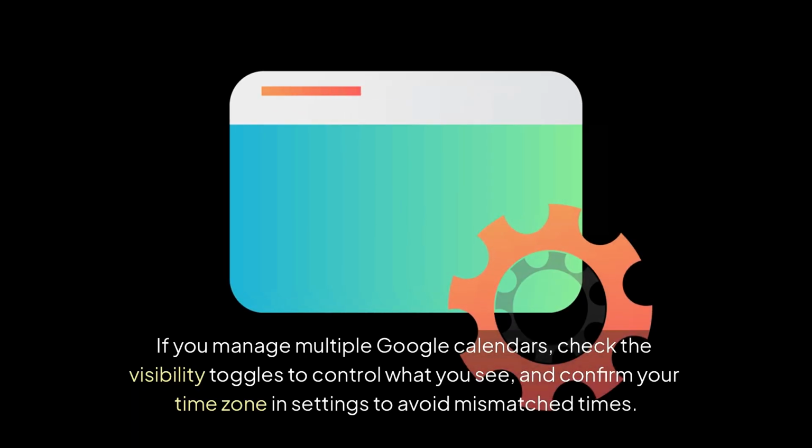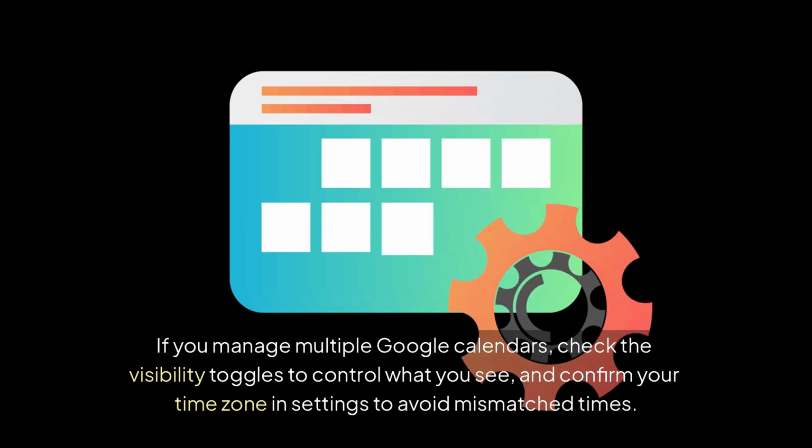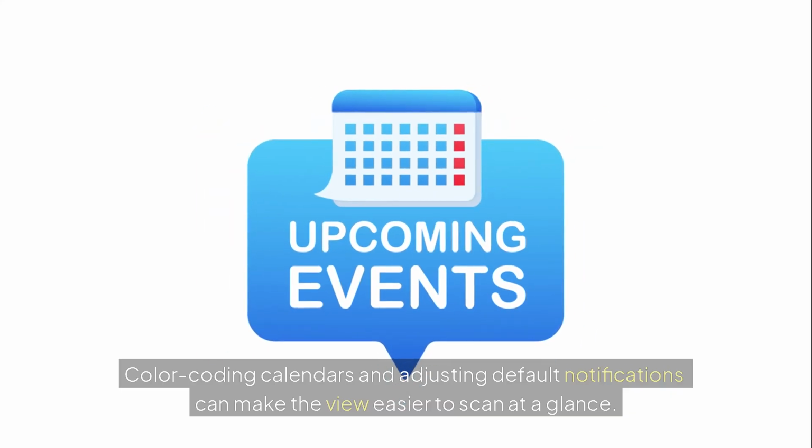If you manage multiple Google Calendars, check the visibility toggles to control what you see, and confirm your time zone in settings to avoid mismatched times. Color coding calendars and adjusting default notifications can make the view easier to scan at a glance.